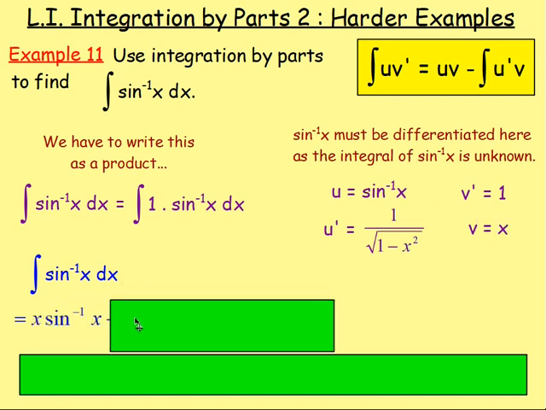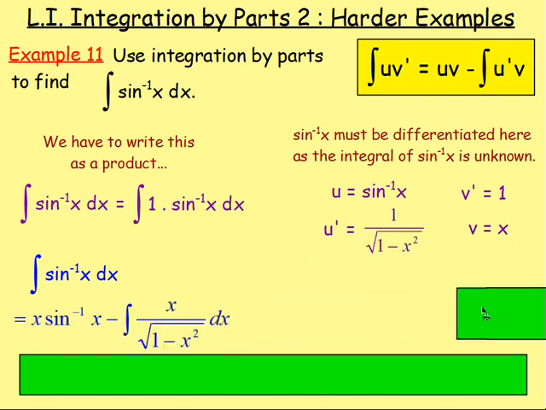Just put the x first. Then take away the integral of u dash times v, so it's this times by x. So it'll be the integral of that. What we need to do now is integrate this bit. So how could you do that?